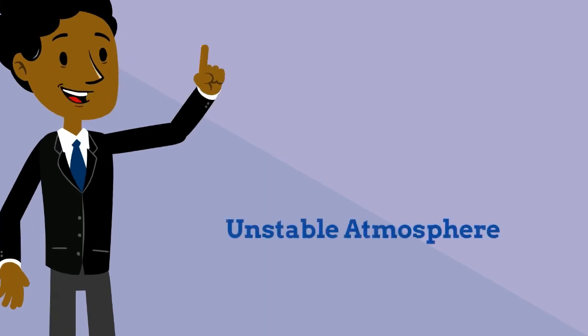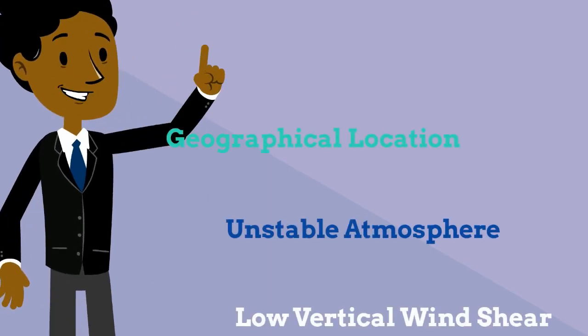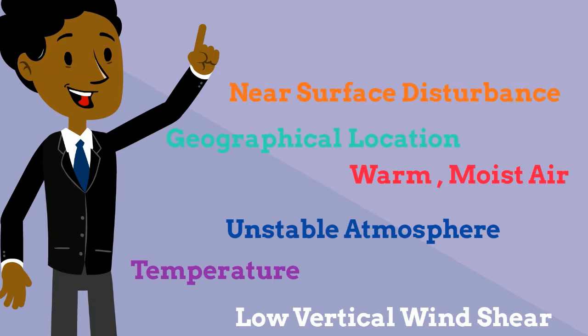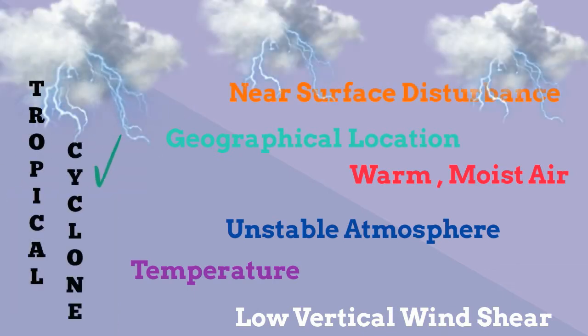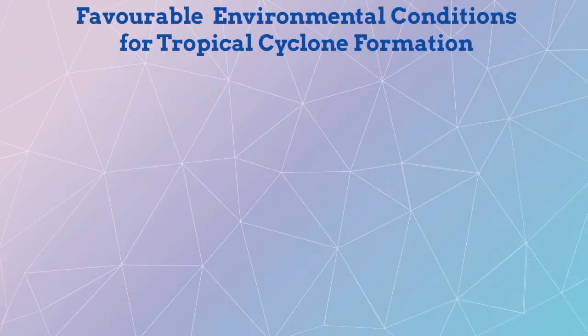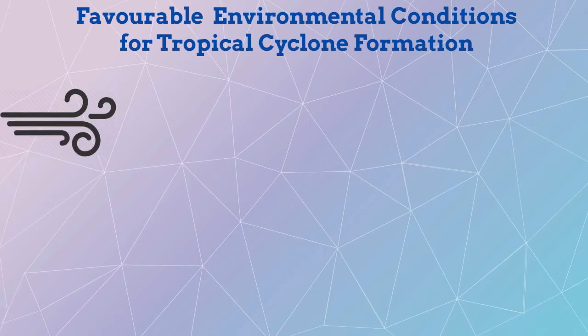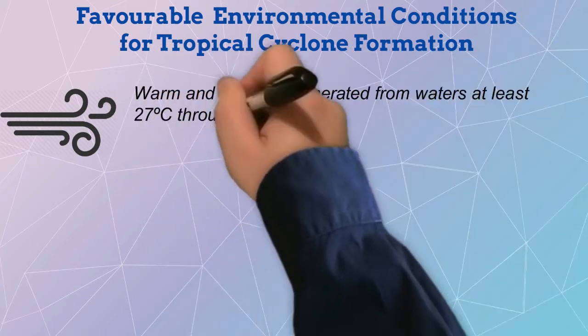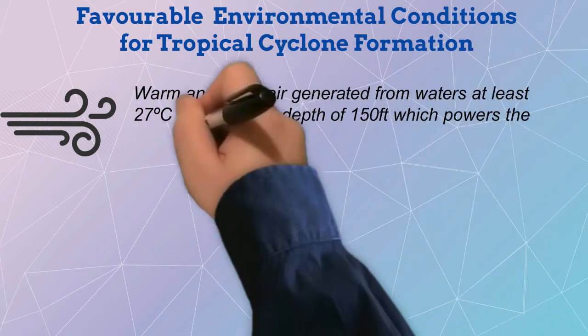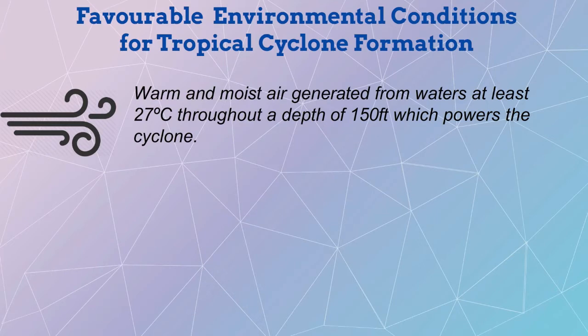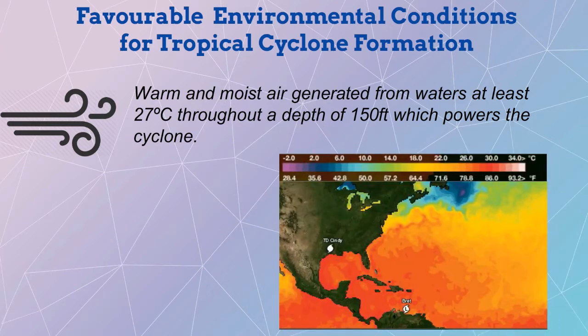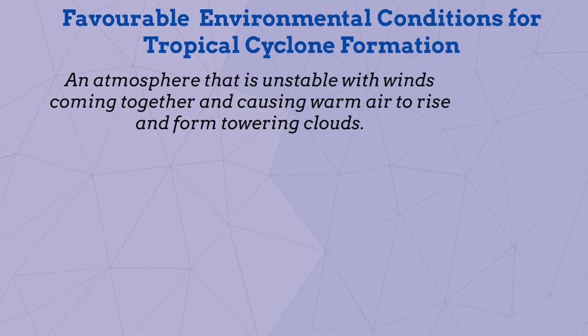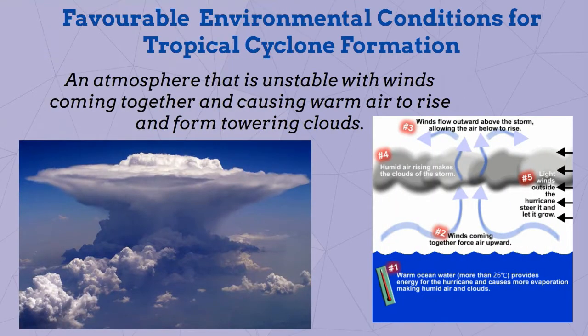There are several favorable environmental conditions that must be in place at the same time for a tropical cyclone to form. These include a source of warm and moist air generated from ocean waters at least 27 degrees Celsius throughout a depth of 150 feet, which powers the cyclone. An atmosphere that is unstable, with winds coming together and causing warm air to rise and form towering clouds.